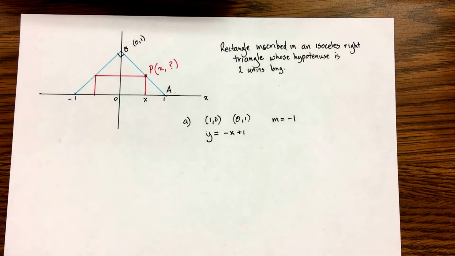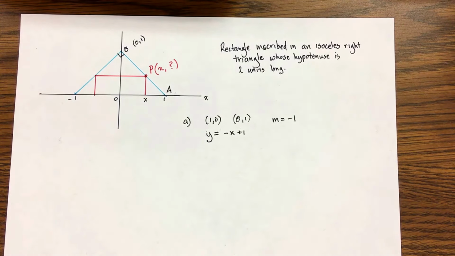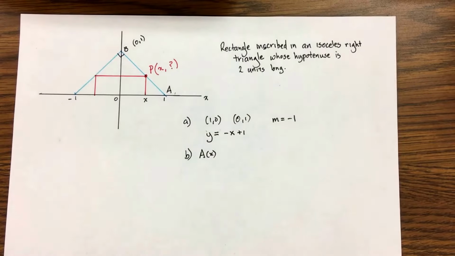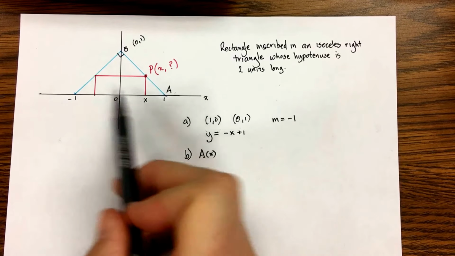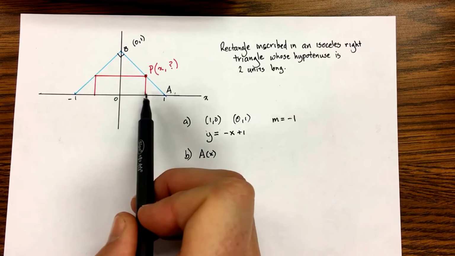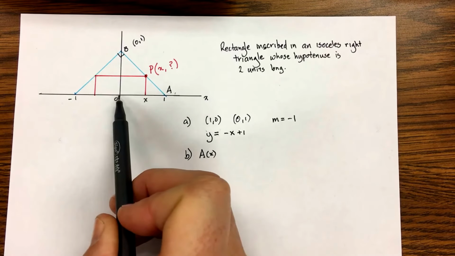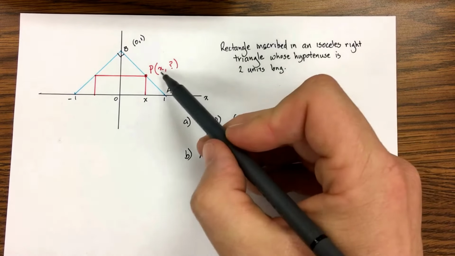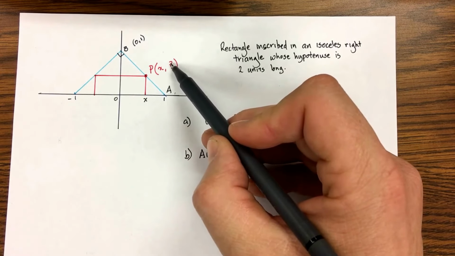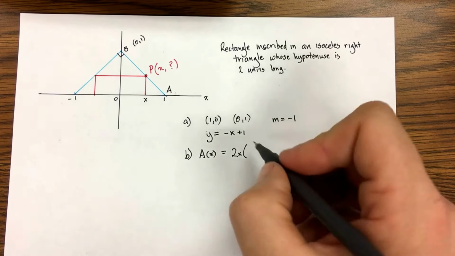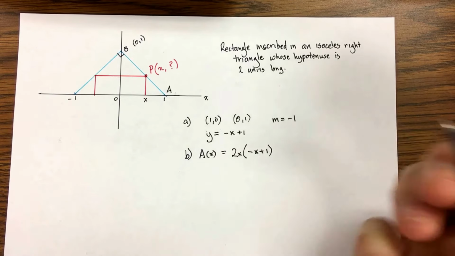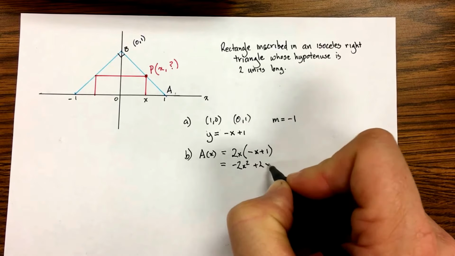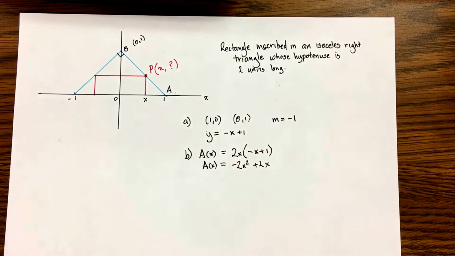That works out. Okay, so part B, we want the area of the rectangle in terms of x. Area is length times width. One of those is pretty easy. This length is from 0 to x, so x, and then another x this way, so that's going to be 2x, times y. But I don't want y, I want it in terms of x, which is why we did the last one. So I'm going to have -x plus 1, and if you want to, you could write that as -2x squared plus 2x, and that's area as a function of x.